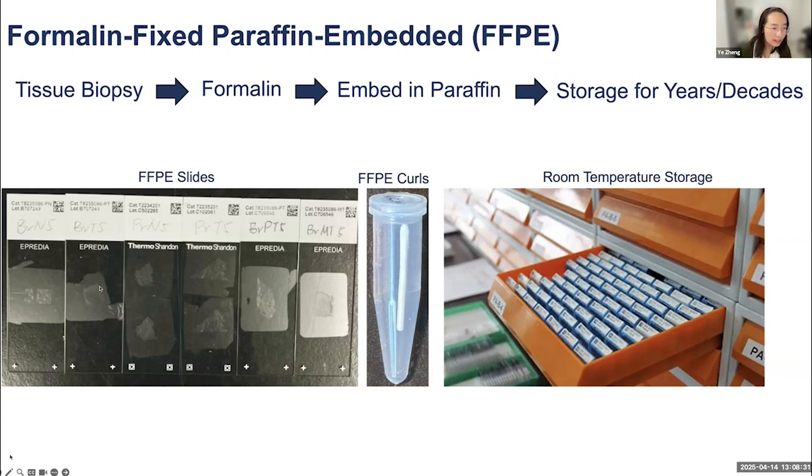Usually those FFPE tissues look like either this, put on a slide, where you can see in the middle there's some tissue. Those should be that biopsy or some tissue covered by the paraffin. Or it can be scraped up and stay in this curl format.